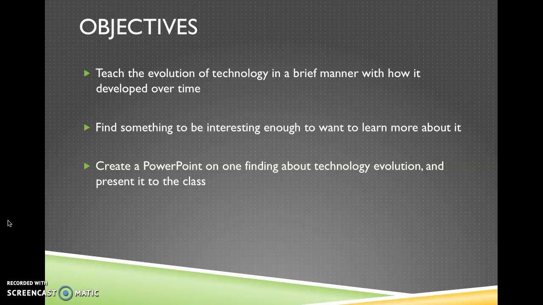The objectives for this lesson are to teach the evolution of technology in a brief manner over time, for the students to find something to be interesting enough to want to learn more about it, and for the students to create a PowerPoint on one finding about technology evolution and present it to the class. Next is going to be my script, so I will say when I am in script mode and then I will say when I am in reasoning mode.